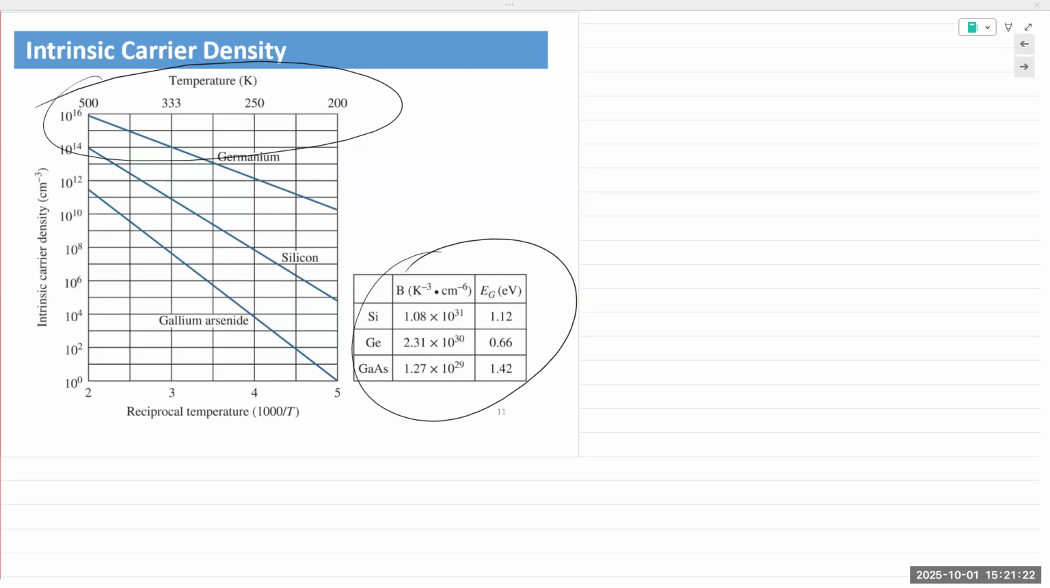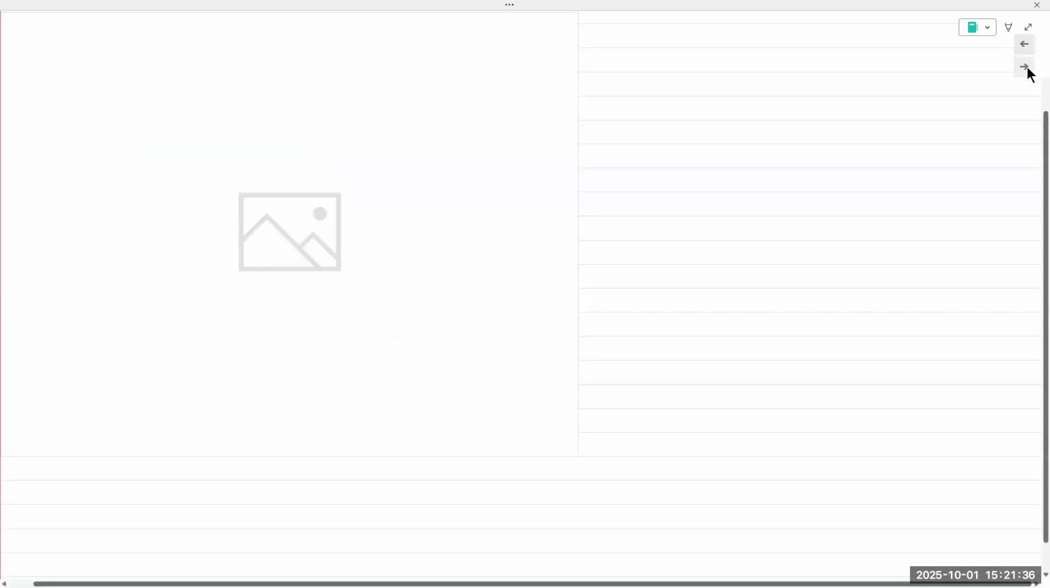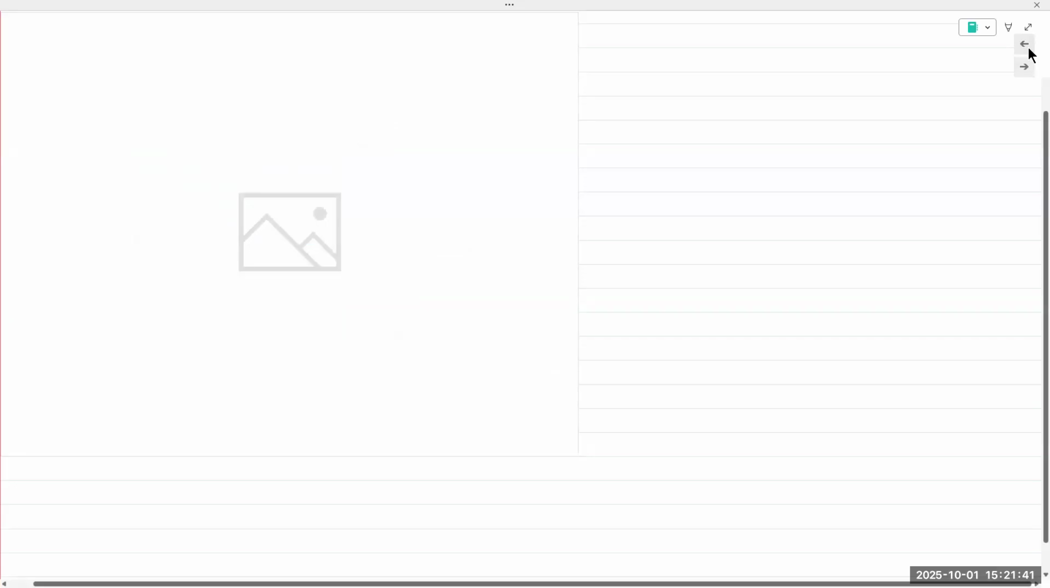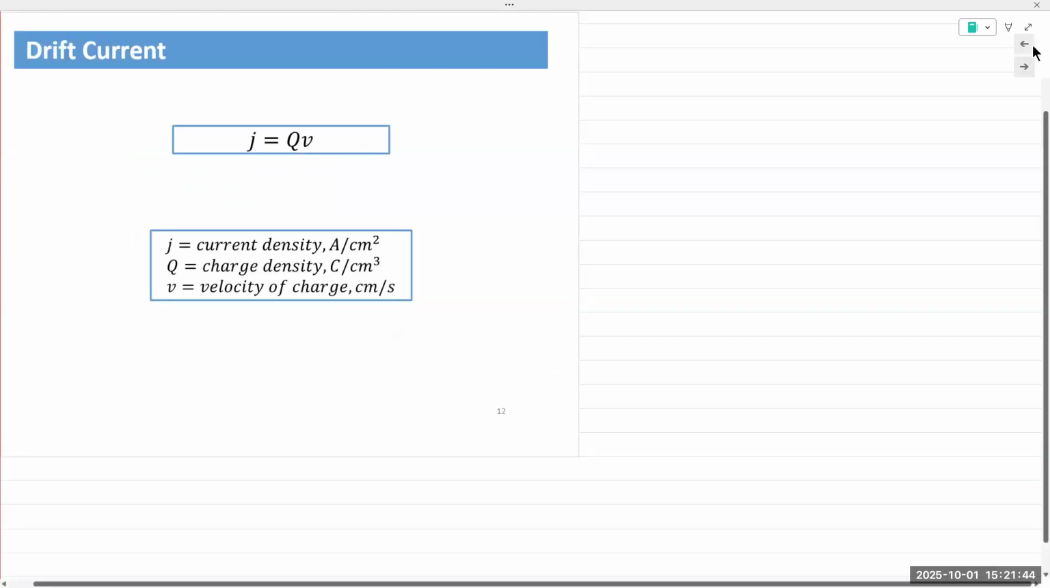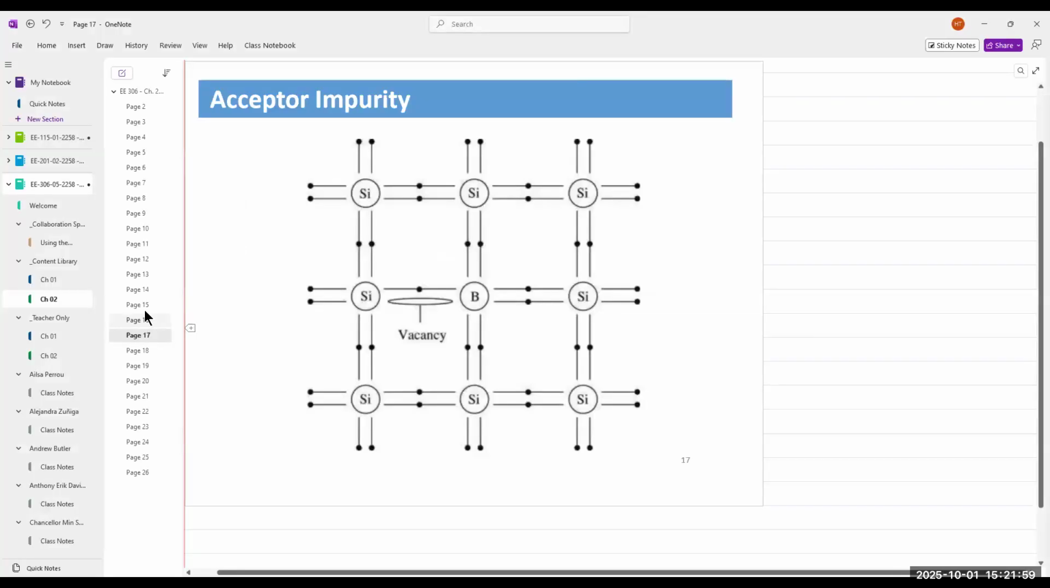Okay. So I'm going to skip the next few slides, and we'll revisit these slides after we are done with doped extrinsic semiconductors. Why does this keep happening? Drift current. What? Right. Let's try this again. Oh. Weird.